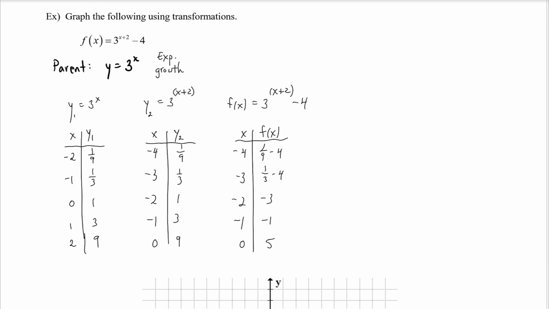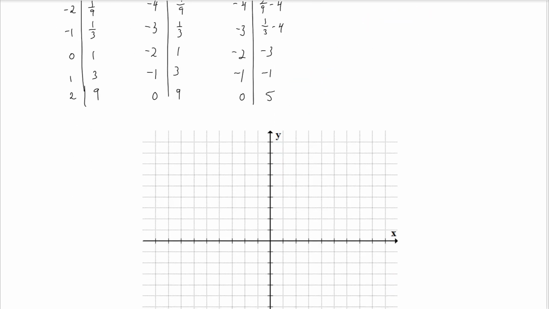But notice my horizontal asymptote has changed. So right here, y equals -4 is the horizontal asymptote, because it was y equals 0, but I just shifted everything down 4. So I'm going to go put that on there first.